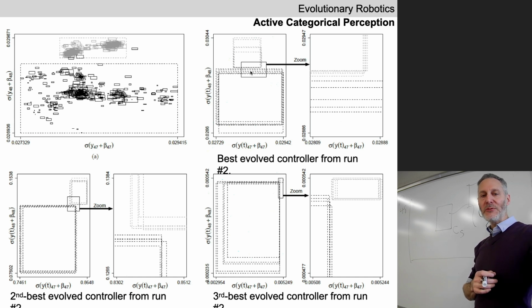So this is the best evolved controller, or the most fit controller from run number 2. Here's another one. Here's the second best evolved controller from run number 2, the second most fit one. And here's the third best controller from run number 2. It's got a very, very small C sub s. Not great, but still none of them are overlapping. They're close, but not quite.